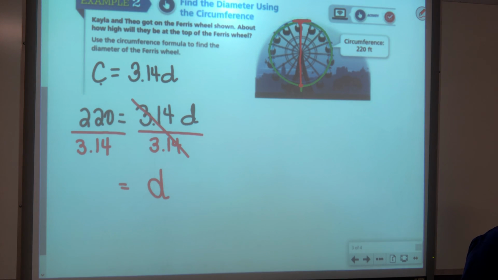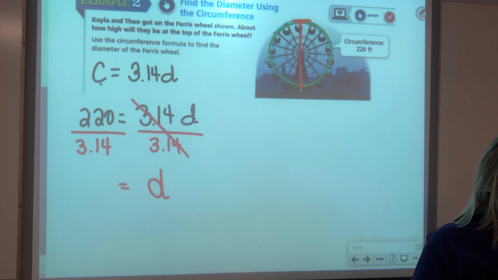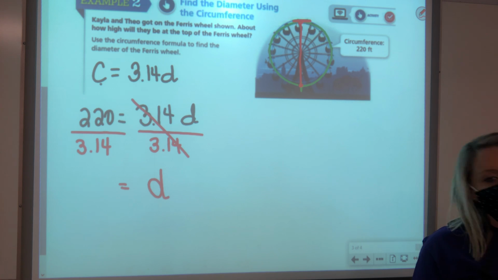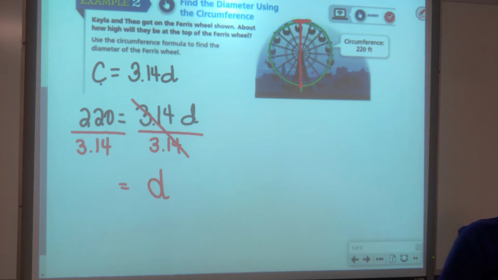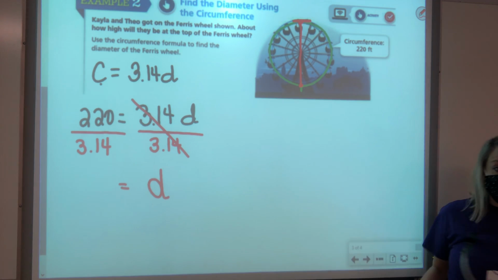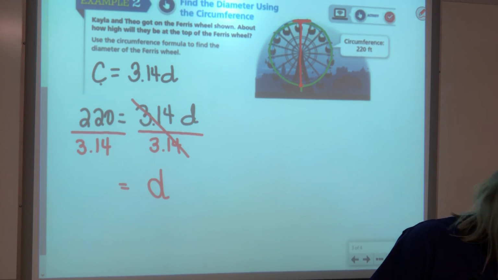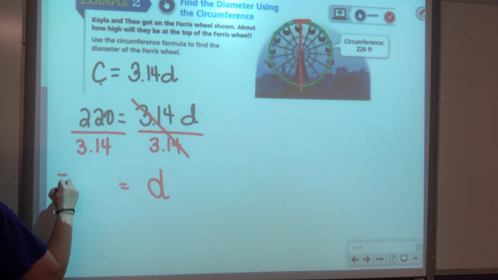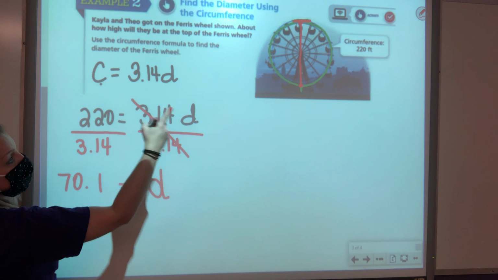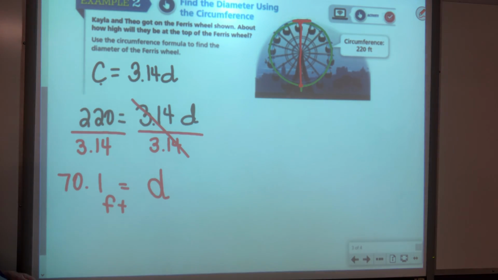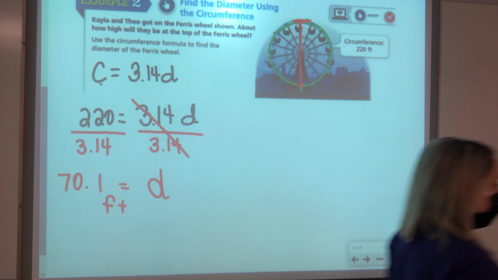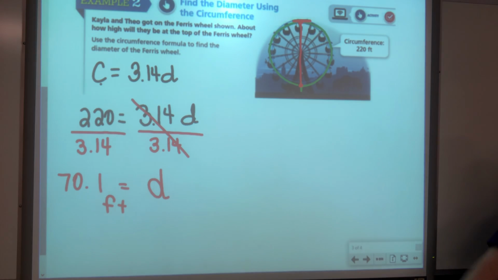70 and 110. Anyone else get 70 and 110? Well, you got 70.0636947, right? Are we going to write all those numbers out? Oh, heck no. We're going to round to the nearest tenth or the nearest hundredth. So nearest tenth would give us 70 and 1/10, and that is feet. So that means they're 70 and 1/10 feet off the ground. So that means 70 of these tiles. That's how far they would be off the ground.